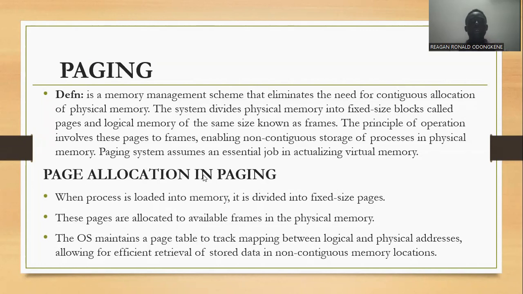So what is the process of allocation in paging? Well, when a process is loaded into memory, it is divided into fixed size pages. These pages are allocated to available frames in the physical memory. The operating system then maintains a page table to track the mapping between the logical and the physical addresses, allowing for efficient retrieval of stored data in the non-contiguous memory locations.